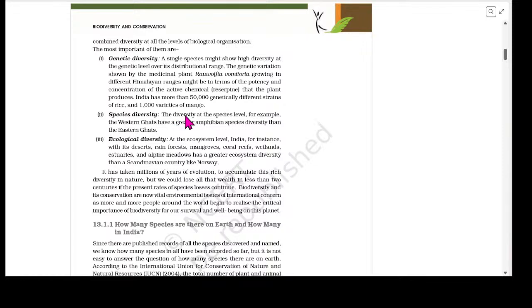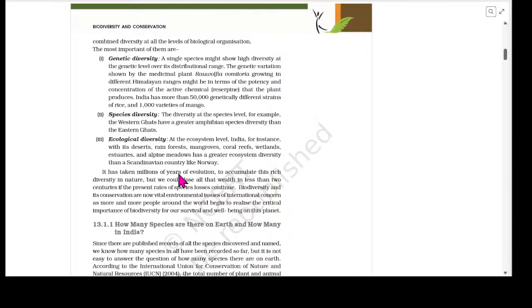Species diversity. The diversity at the species level, for example, the Western Ghats have a greater amphibian species diversity than the Eastern Ghats. Ecological diversity. At the ecosystem level, India, for instance, with its deserts, rainforests, mangroves, coral reefs, wetlands, estuaries, and alpine meadows, has a greater ecosystem diversity than a Scandinavian country like Norway.